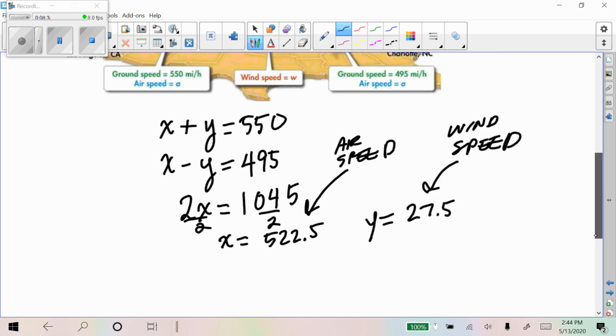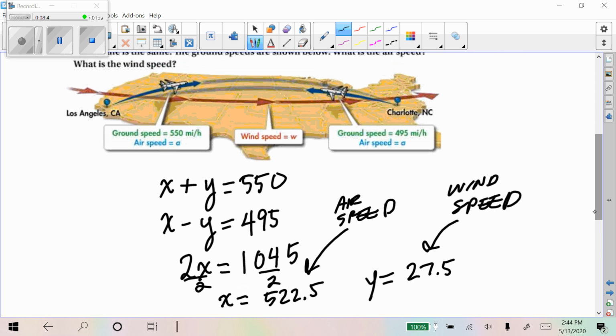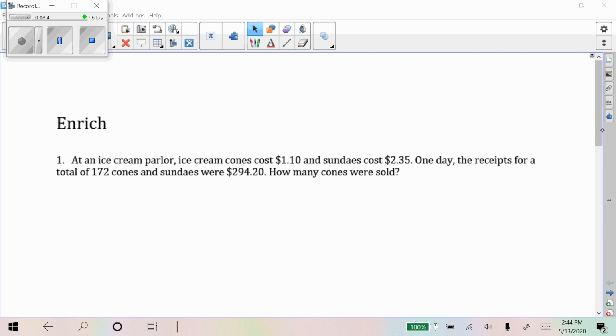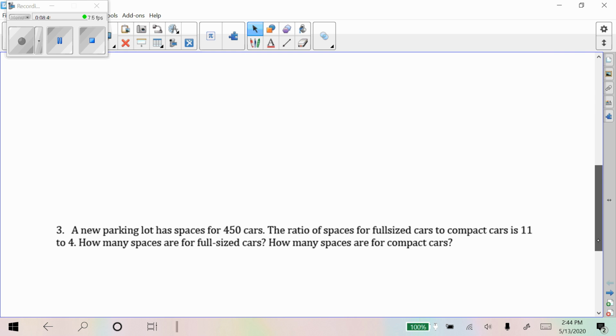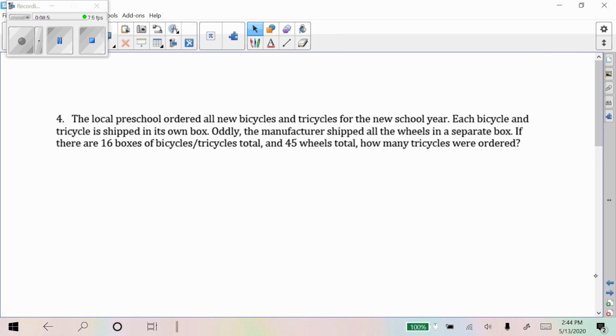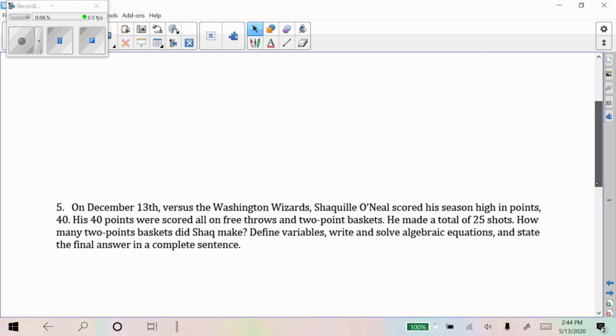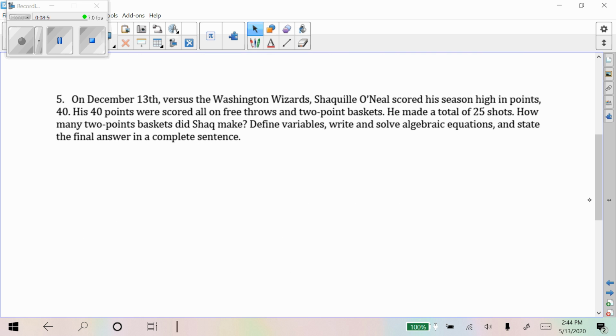All right, we're going to do one more problem together, and this is going to come from that extra practice sheet. So you may need to pause here and go find that extra practice sheet. That's this one here. And there's a problem of basketball I'd like to do here. It's number 5. On December 13th versus the Washington Wizards, Shaq scored a season high in points, 40. His 40 points were scored all on free throws and 2-point baskets.